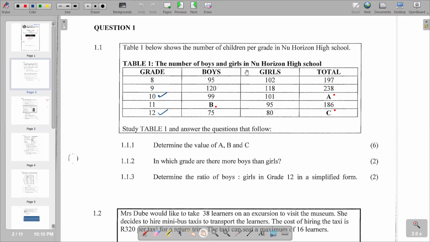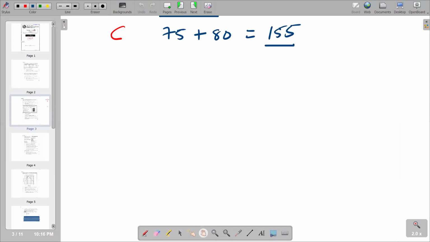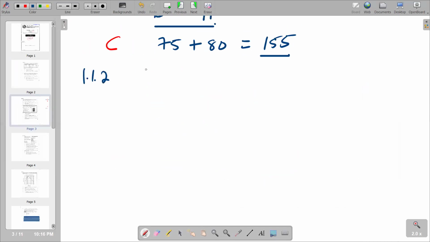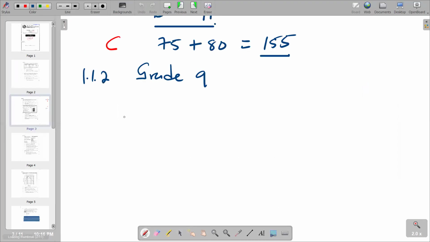Then we move on to the next part, grade 9, where we have 120 boys. We also have 118 girls. So you see that we have more boys than girls. So for 1.1.2 the answer is grade 9. So basically, that's how we're going to present it.